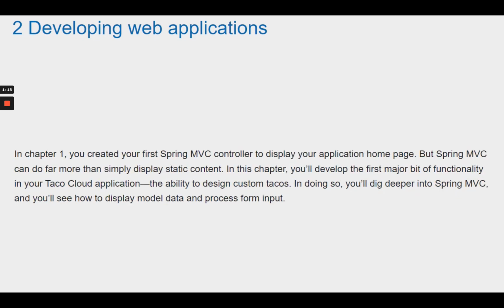In Chapter 1, you created your first Spring MVC controller to display your application homepage. But Spring MVC can do far more than simply display static content. In this chapter, you'll develop the first major bit of functionality in your Taco Cloud application, the ability to design custom tacos. In doing so, you'll dig deeper into Spring MVC, and you'll see how to display model data and process form input.